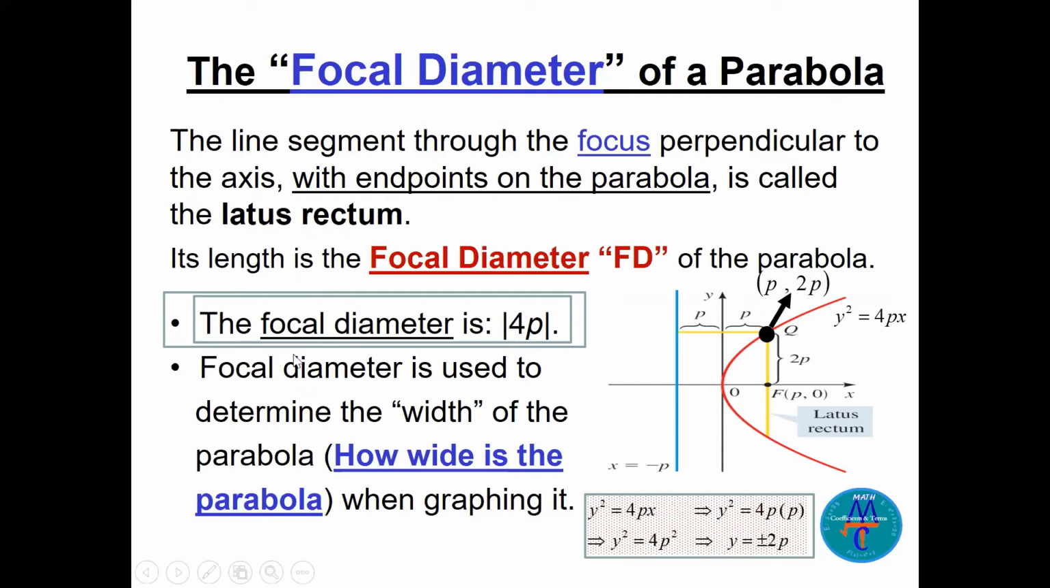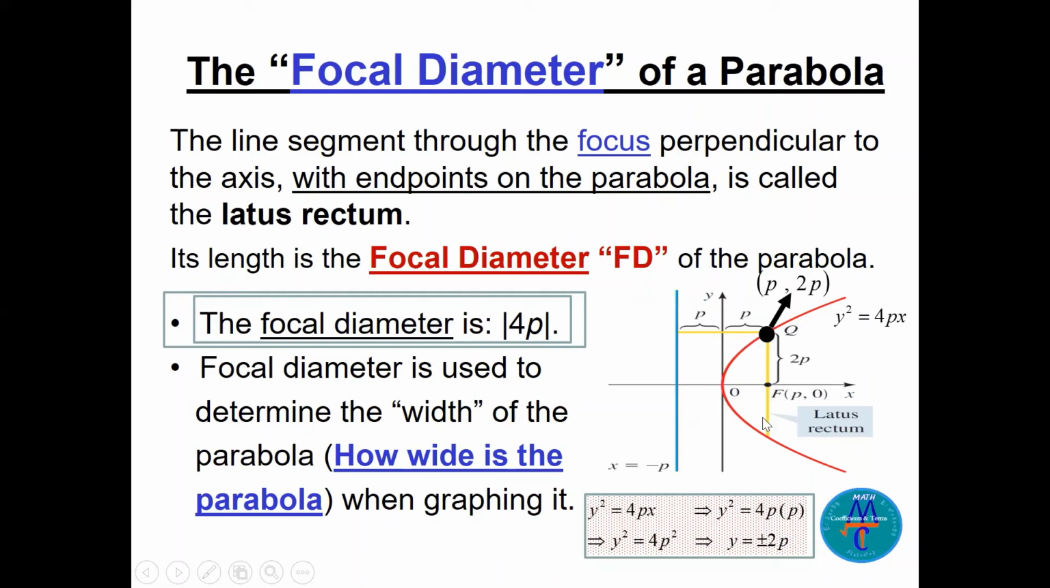Now, let me start here. The line segment through the focus, see the focus here? P0, see this is F. The line segment through the focus perpendicular to the axis. So this yellow line here, you see this yellow line? That's the line segment with endpoints on the parabola.